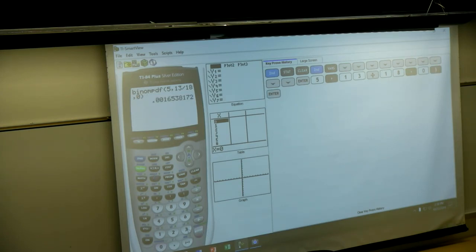And what did we get? 0.00165. Talk to me. I'll have to explain this. So, isn't that close to the value we had before? Yes. Now, repeat the same. Instead of 0, plug in 1. And what should we expect to get? 0.0215. Yes.